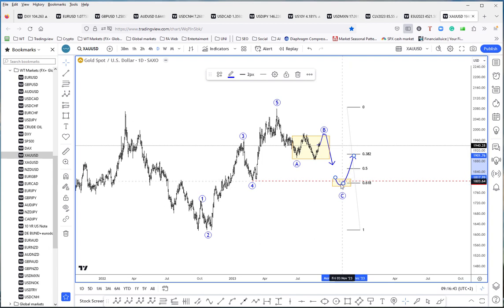So watching these levels very carefully if we are going to see a retest of these levels, and whenever US yields maybe at the same time will show us that 5th wave up that I showed on the earlier charts with the US yields, that's when things could become very, very interesting and attractive for metals.